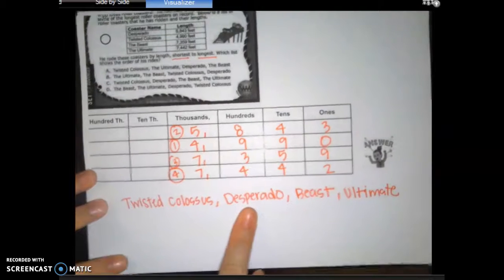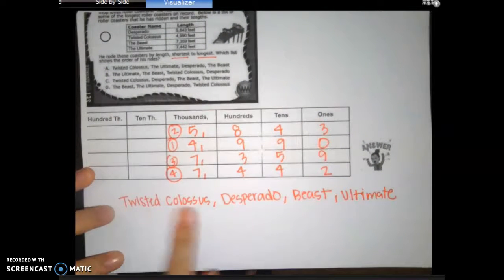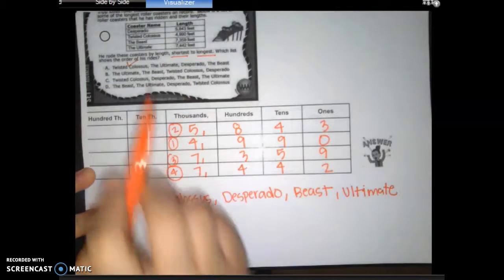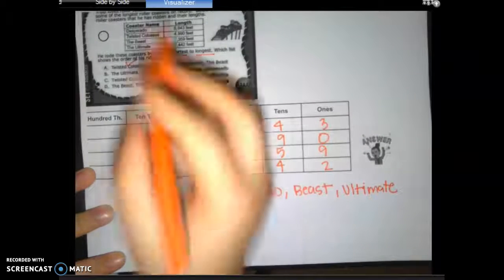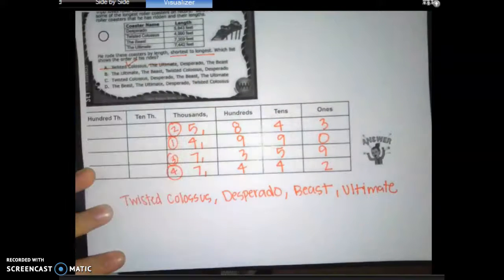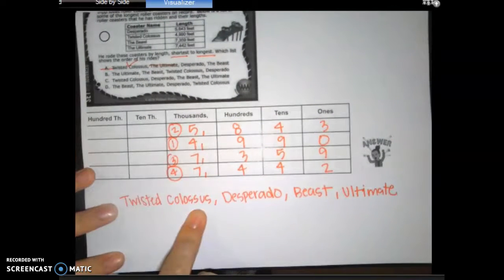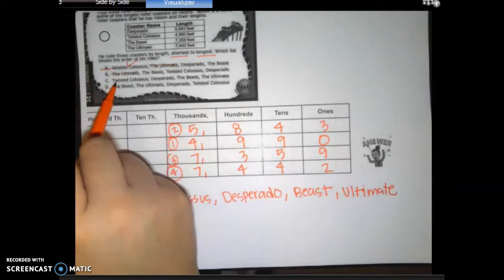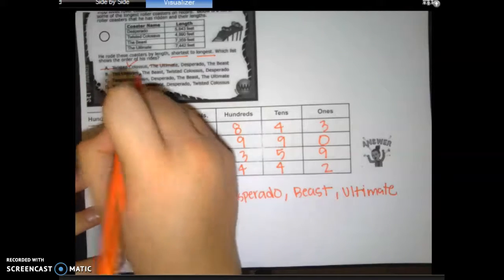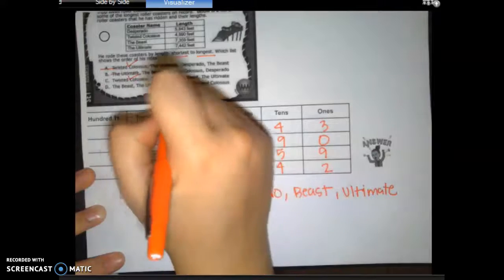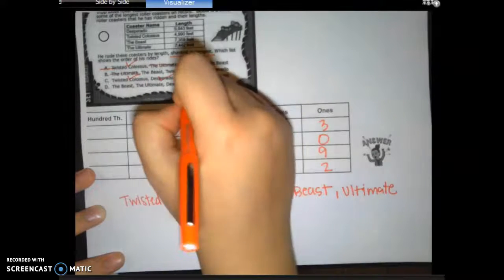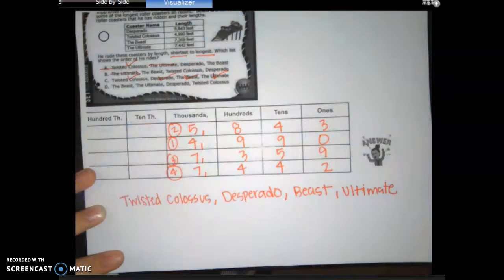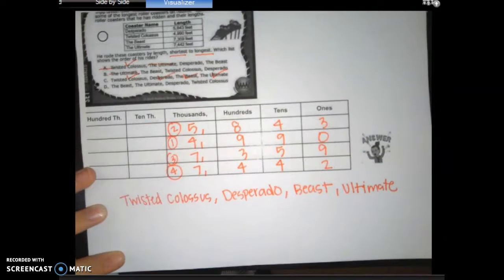Now I'm going to find my answer choice that looks like this. Twisted, yes. The Ultimate, that's what this one is, but what should it be? So this makes it wrong. Twisted should be first. That says the Ultimate. Twisted should be first. Yes. Desperado. Yes. The Beast. Yes. And Ultimate. Yes.